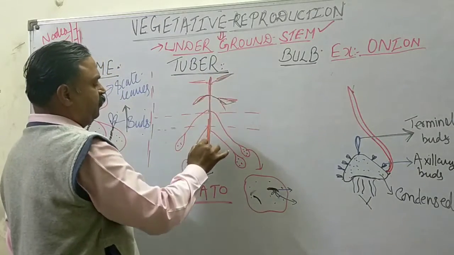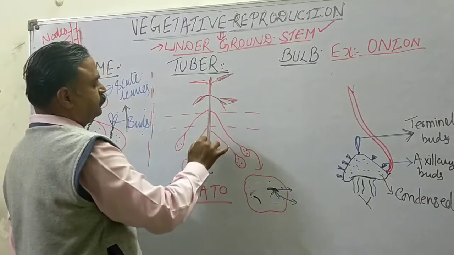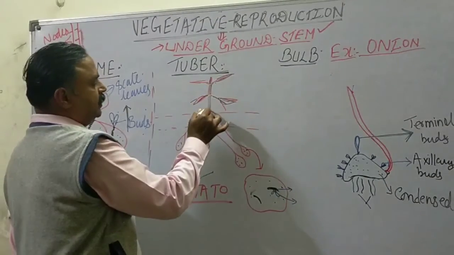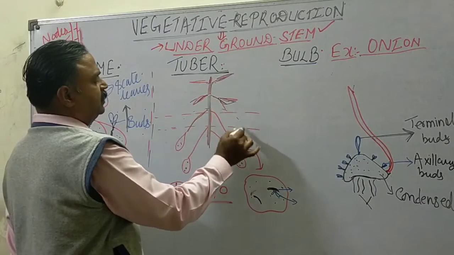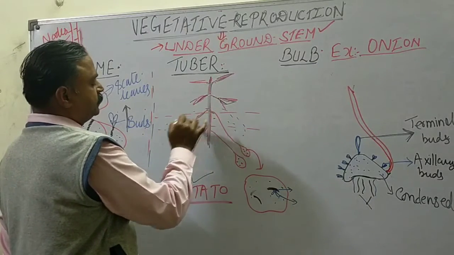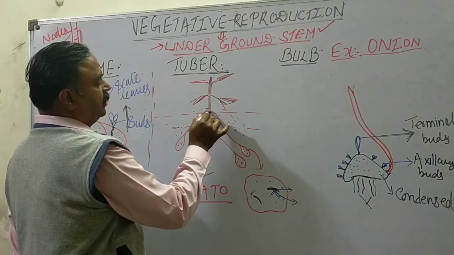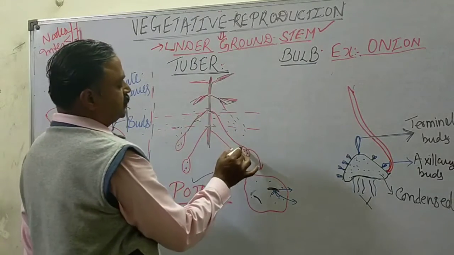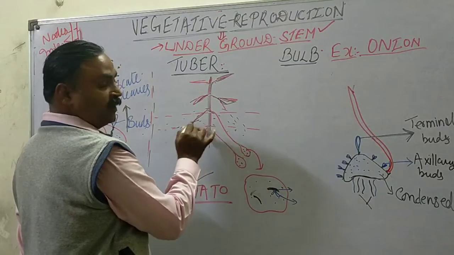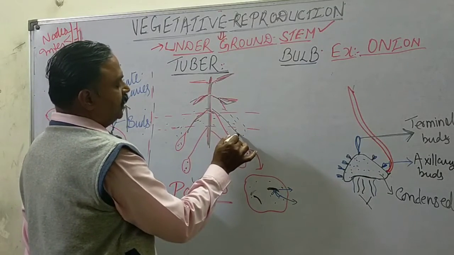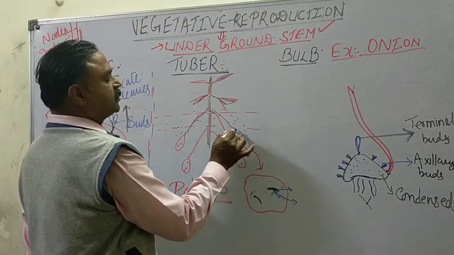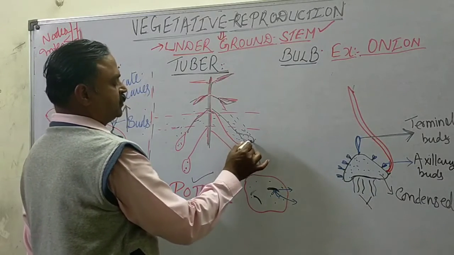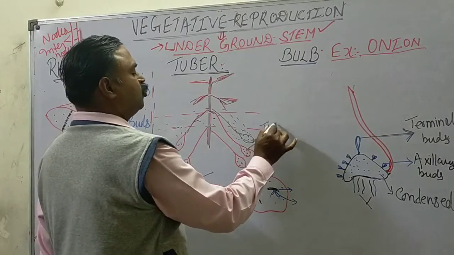This is the stem of the potato plant, and these nodes give rise to the branches. These slender branches penetrate the soil. Again the same features: nodes, internodes. The node gives rise to new branches, and the branches penetrate inside the soil, and the tip of the branch absorbs nutrients from the soil and swells up to form tubers.